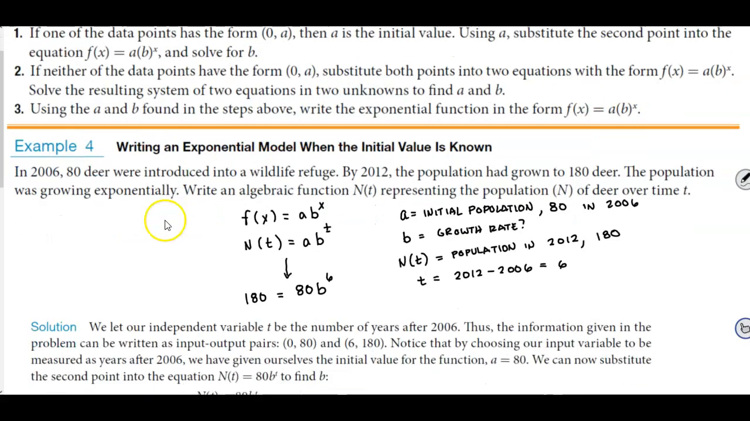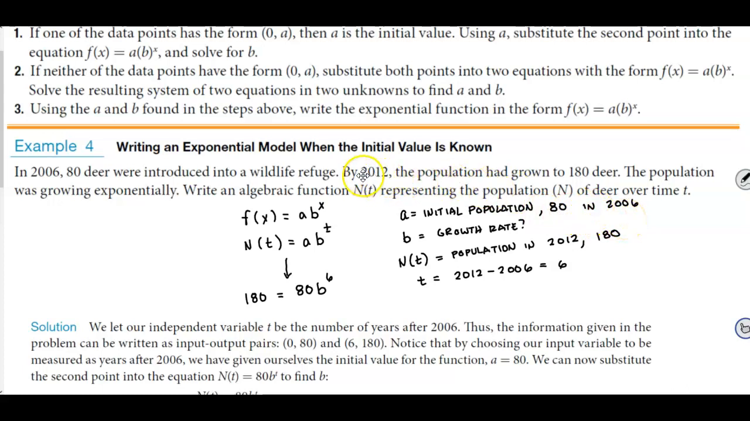In example 4, it says in 2006, 80 deer were introduced into a wildlife refuge. I'm going to stop there in that first sentence because I want to make sure that whenever you see them starting out with a certain population in a certain year, that's telling you what the initial year is and what the initial population is. So immediately, because a represents the initial value, the initial population of deer is 80, and it was in year 2006.